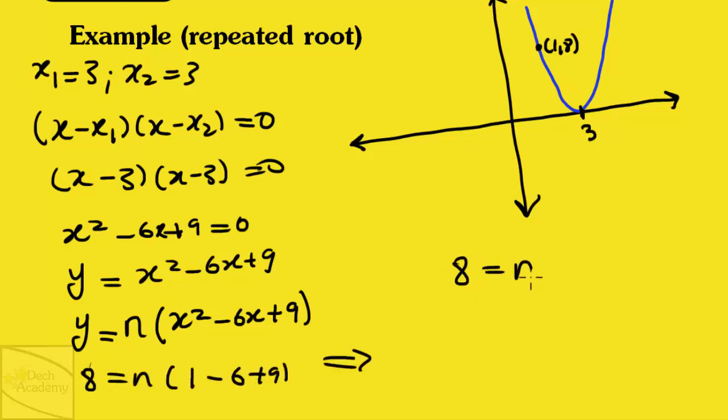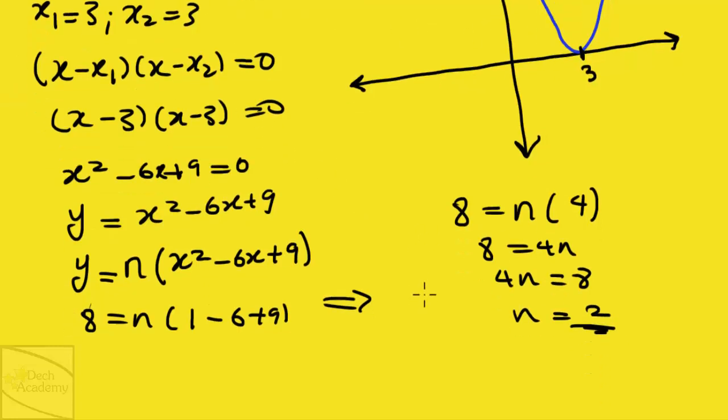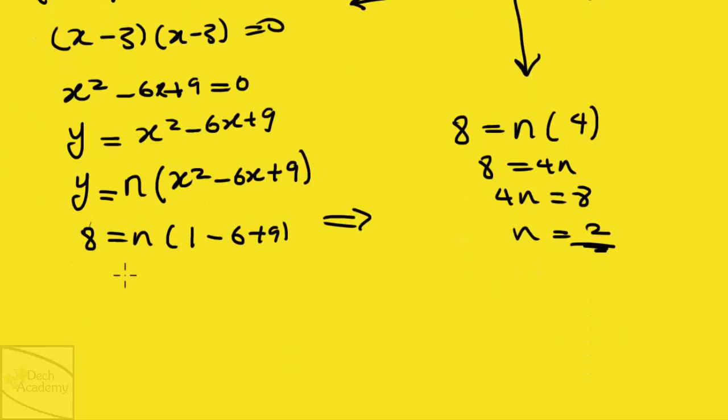8 equals n into 1. That's 4. If you simplify it, this gives 4. So 8 is equal to 4n. 4n is equal to 8. N is equal to 8 over 4, which is 2. So n is 2. So the equation we're looking for, the equation of this graph, is y equals, instead of n, we have 2, because the term n is 2, x squared minus 6x plus 9.